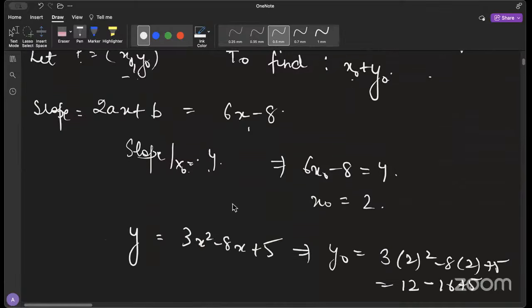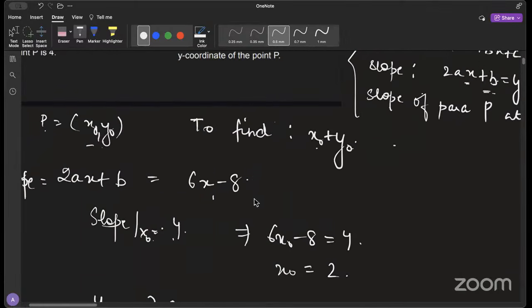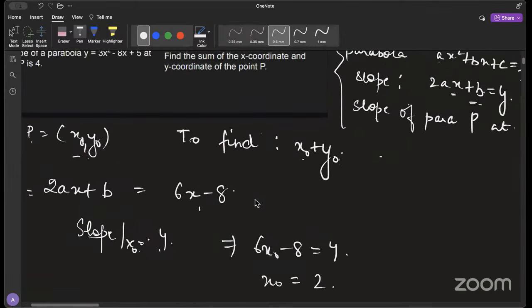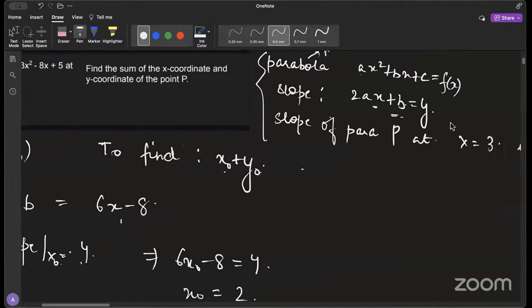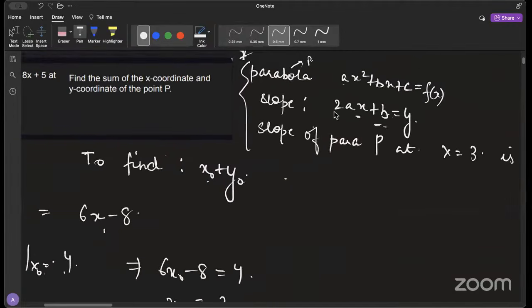Ma'am, what if we use f of x instead of y? f of x is equal to y. If we use it, then is it y equals f of x or not?